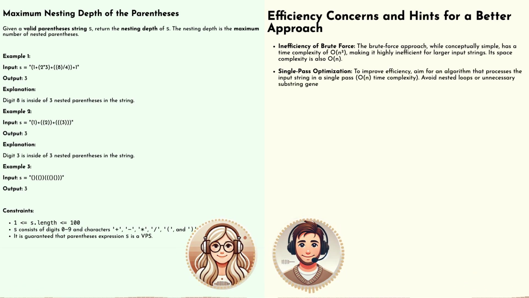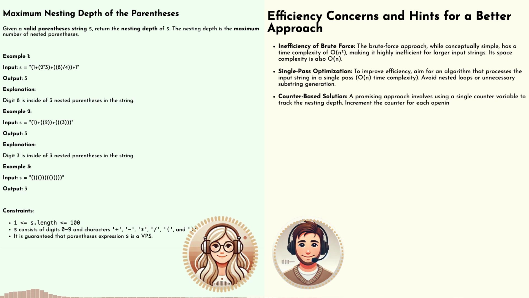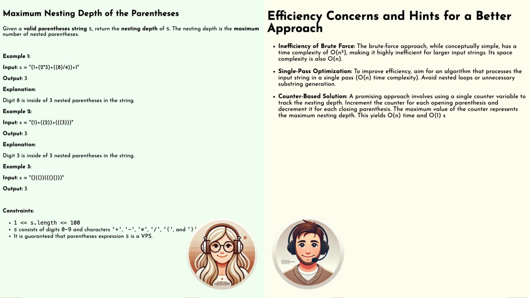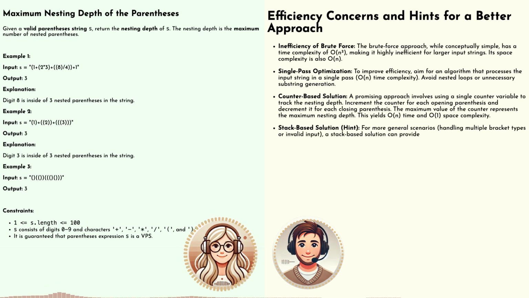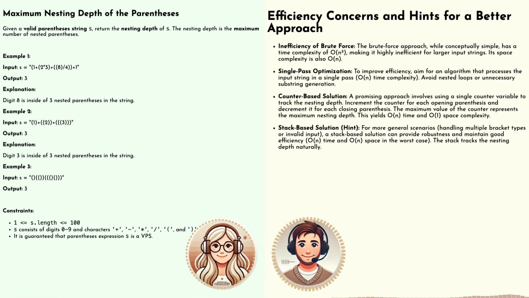Exactly. But doing this for every single substring, that sounds like it could get really expensive computationally, especially with longer strings. You are hitting on a key point here. This brute force method has a time complexity of big O of n squared, meaning that the time it takes grows much faster as the string gets longer. Which is not ideal when efficiency matters. Not at all. So brute force helps us understand the basics, but it sounds like we need a smarter approach.